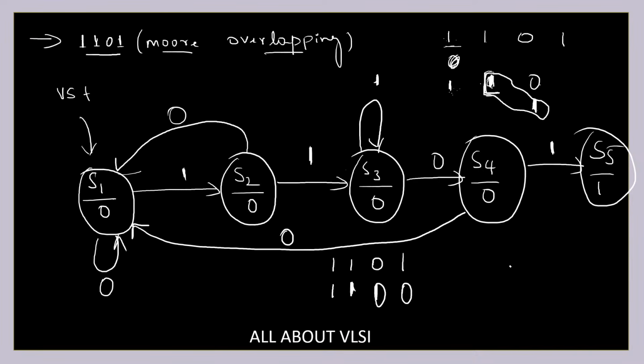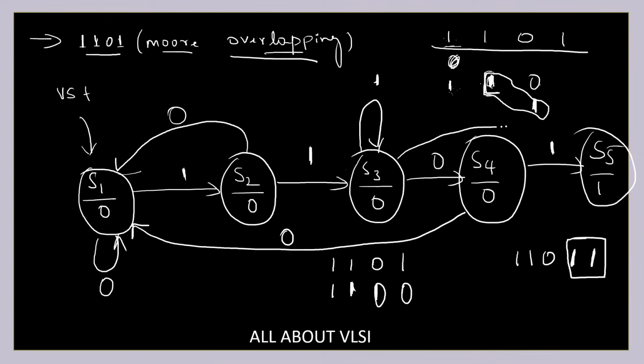Now, coming to my S5. In S5, I have the sequence 1101. And let's say if I got one more 1 in my S5 and it's an overlapping sequence, so I can reutilize these two ones for forming this sequence. So that's the reason I'm jumping to S3 if my input is equal to 1.